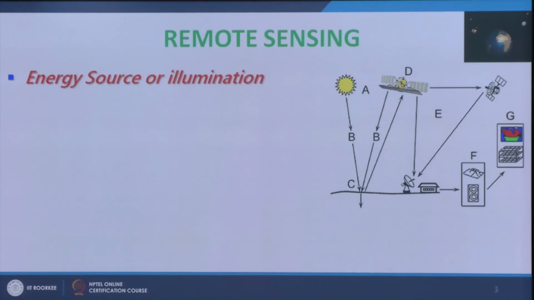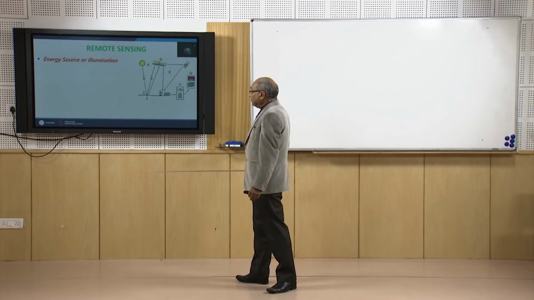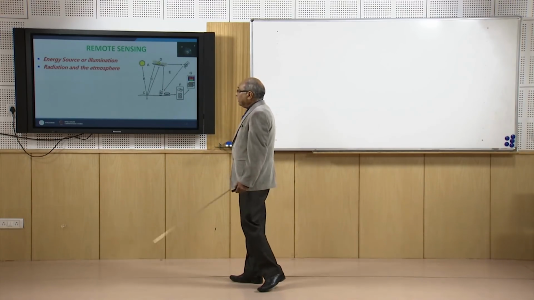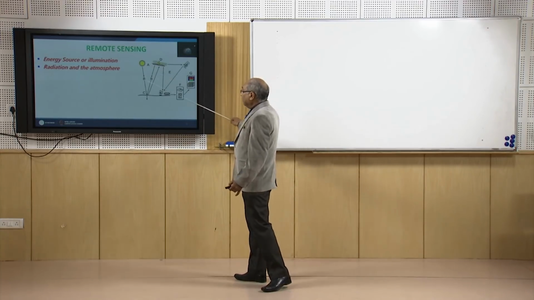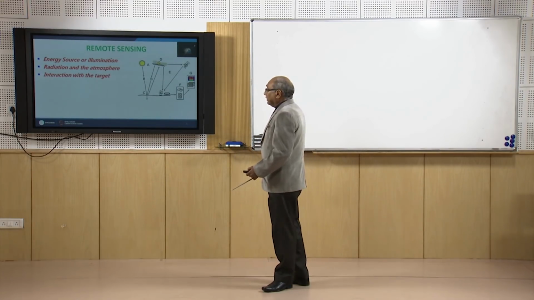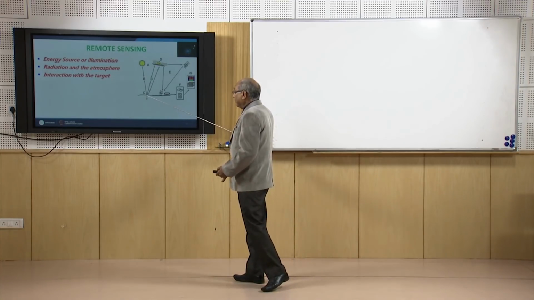As you can see here, there is an illumination source, which is the sun available to us, and then we have a satellite, and there might be different types of satellites. Then we have a ground station, and then recording and analysis facilities at the ground. As I have mentioned, for reflected remote sensing you require an energy source, which is the sun, and then radiation and the atmosphere in between the earth and the sun.